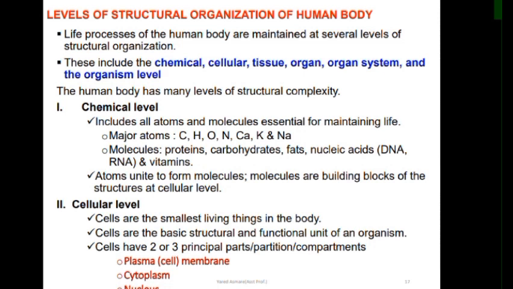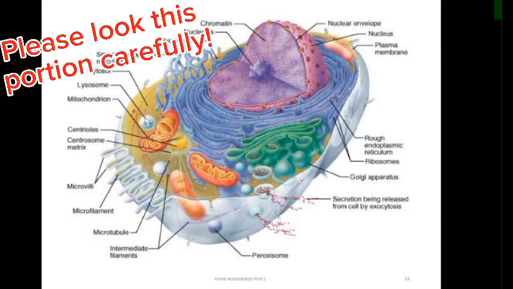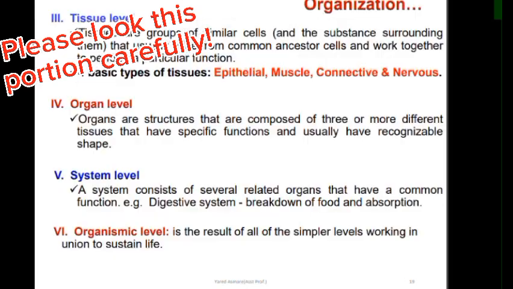That means molecules are building blocks of the structures at cellular level. The second one is cellular level. Cells are the smallest living things in the body. Cells are the basic structural and functional unit of an organism. Cells have 3 principal parts or compartments. Those are plasma membrane or cell membrane, cytoplasm and nucleus. Dear learner, with great apologies, you should look at the organelles deeply in your course material.